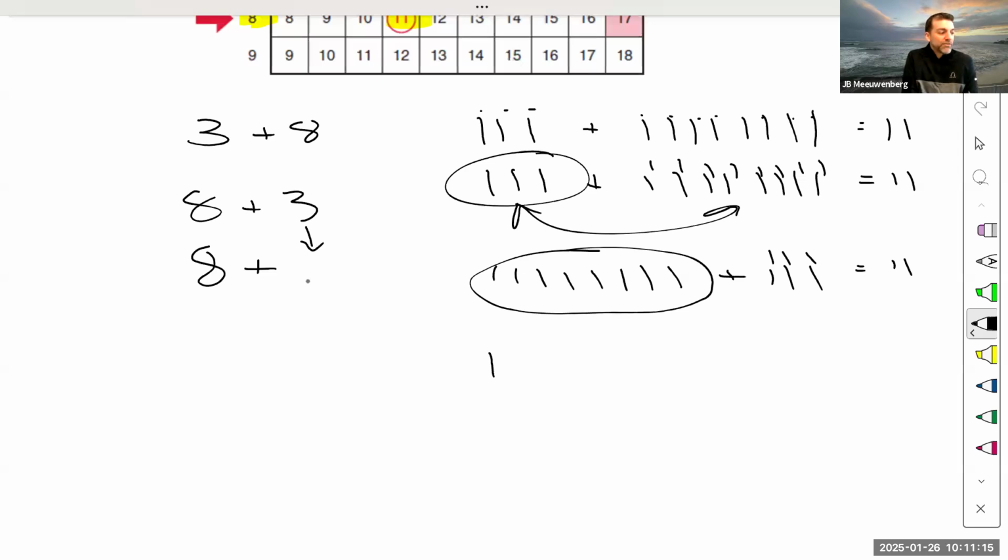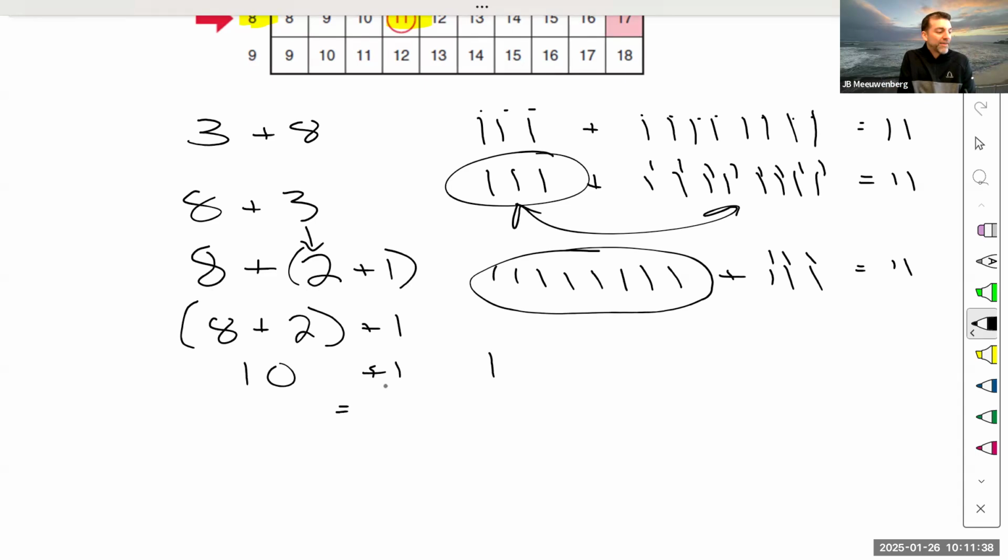And eventually you want to get to the point where you say, well, actually, I know that the number 3 is composed of 2 plus 1, right? The number 3 has this value 2 plus 1. And then if we think about that associative property that I introduced a minute ago, think about how the regrouping there helps with coming up with nice, easy numbers. 8 plus 2 is 10, plus 1 is 11.